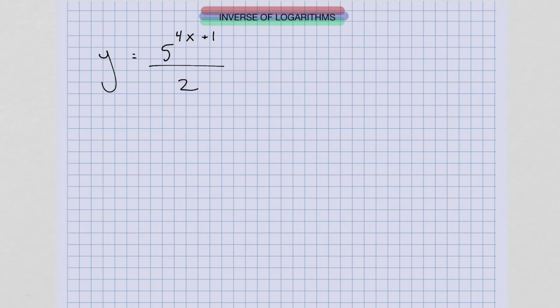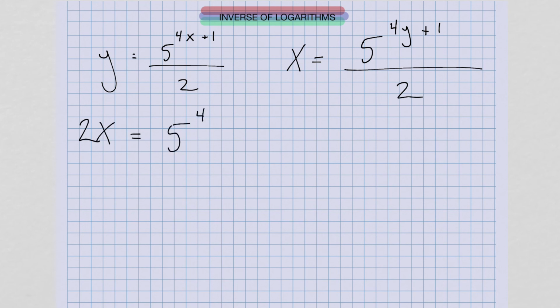All right, last problem here. We have this exponential problem. So we want to find the inverse of this. First thing we're going to do is transpose the x and y. So now we have x equals 5 raised to the 4y plus 1, all over 2. Now what we want to do is get this y by itself. So we're going to multiply both sides by 2. So now we have 2x equals 5 raised to the 4y plus 1.